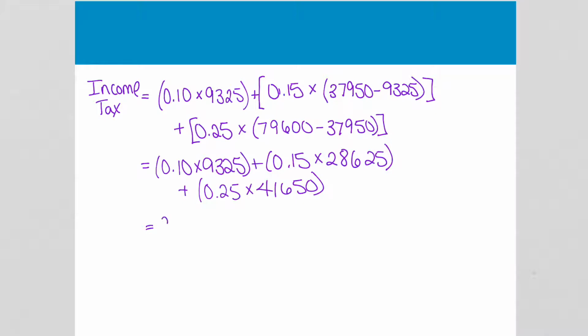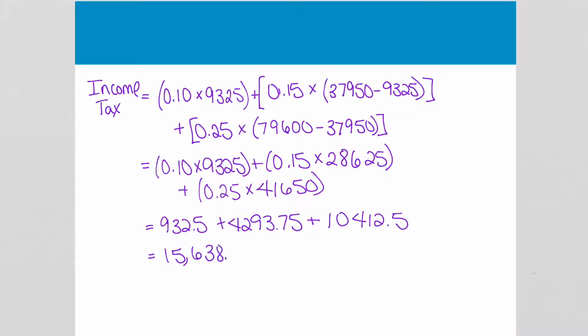So go through and multiply. We get $932.50 for the first part, $4,293.75 for the 15%, and for the 25%, $10,412.50. That totals to $15,638.75. Now, they don't charge you cents in your taxes, so they always round up. Always. Even if it's just 1 cent, they round up. $15,639 is how much she is going to owe.